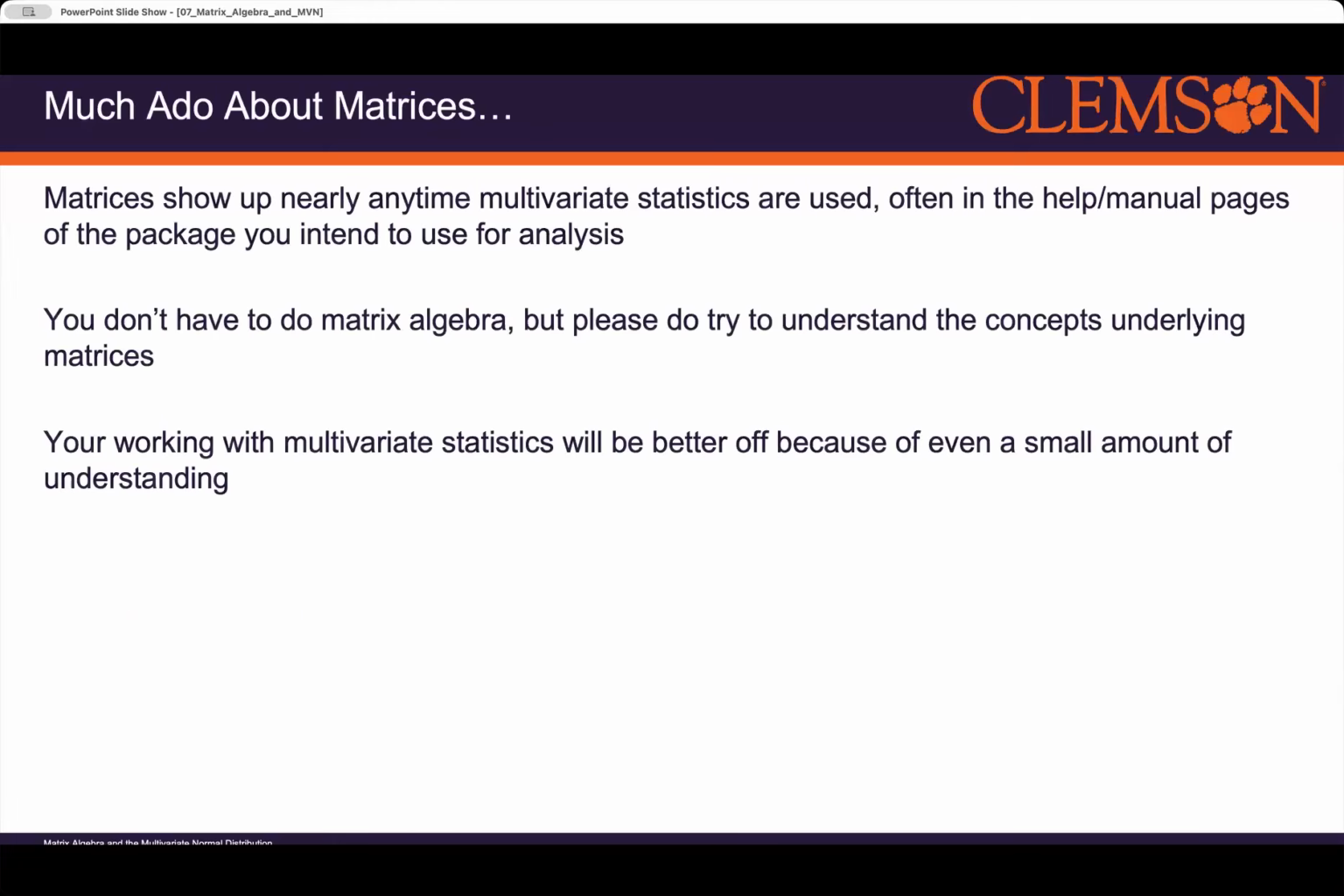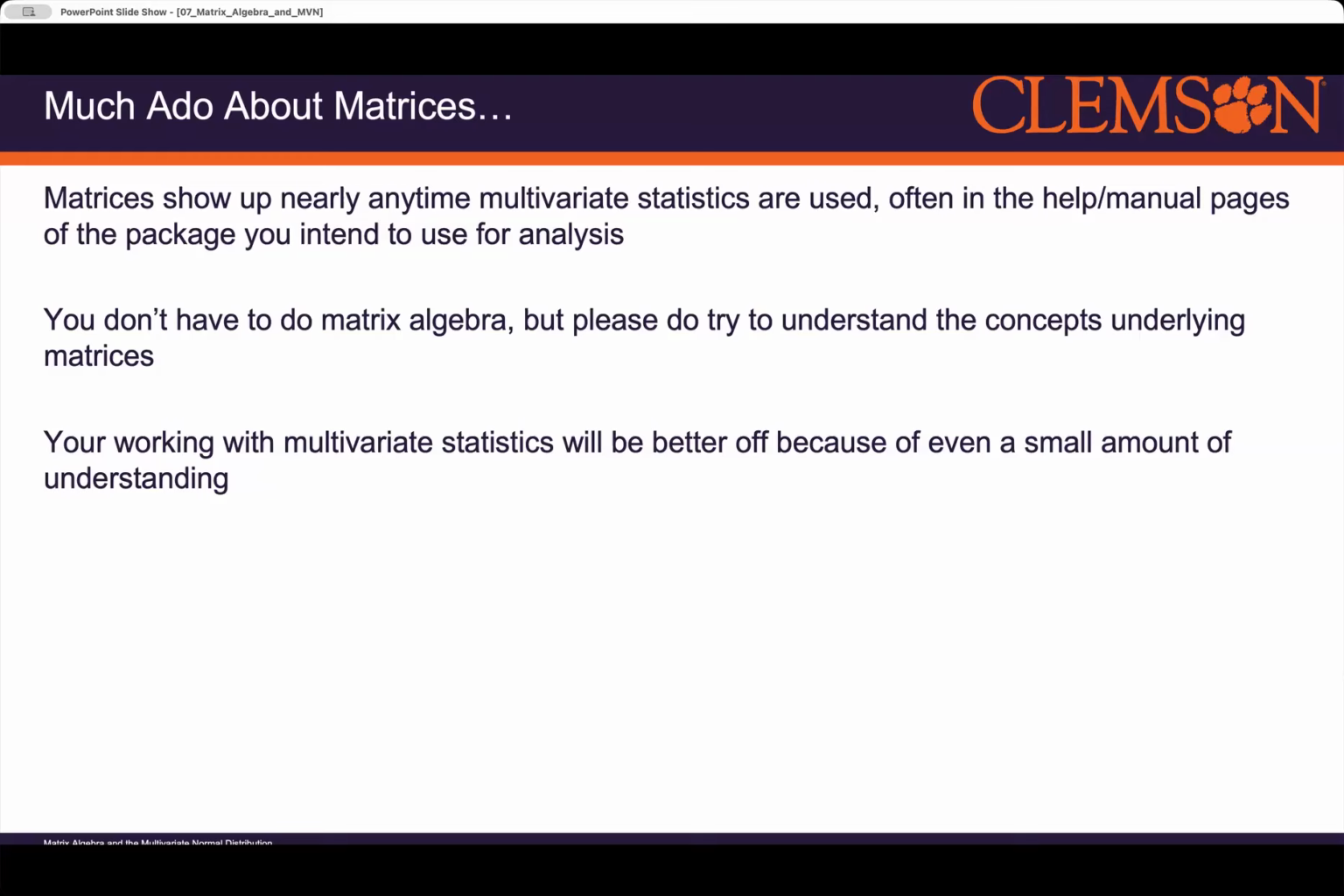Okay, so now that's the end of the matrix part of the lecture. Much ado about matrices. They show up nearly anytime multivariate statistics are used, and they're often in the help manual pages of the package you intend to use for analysis. And I put help in quotes there because if you're not familiar with matrices, you're not going to get a whole lot of help from it.